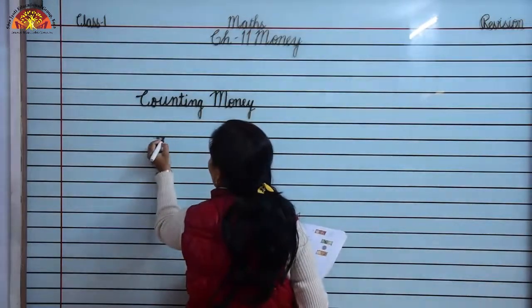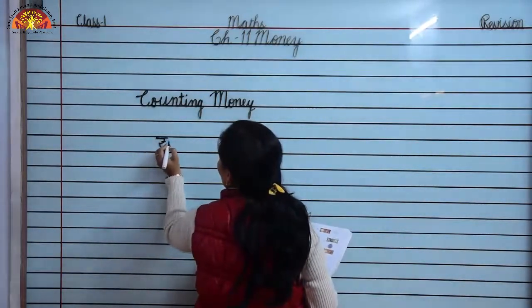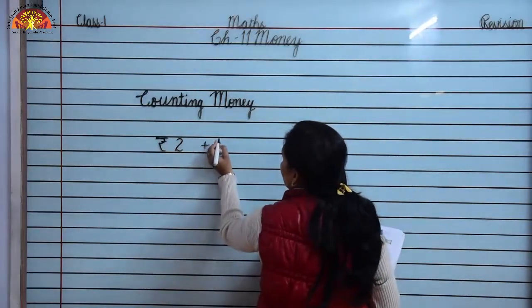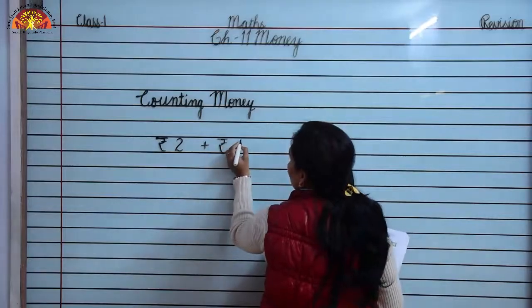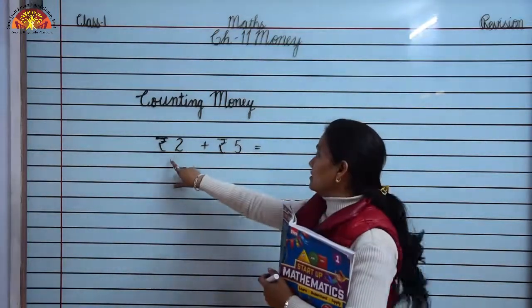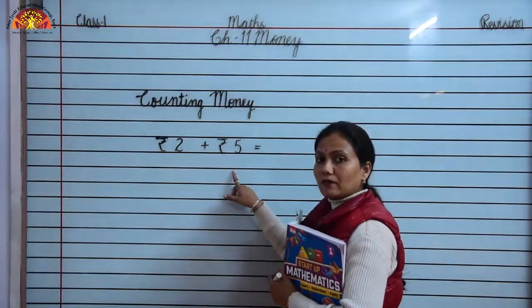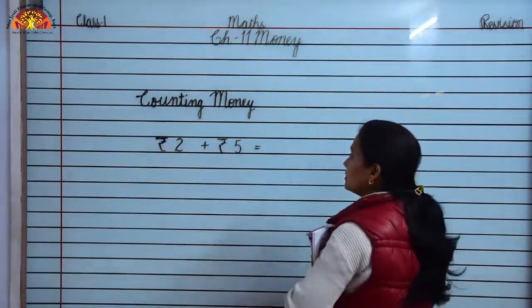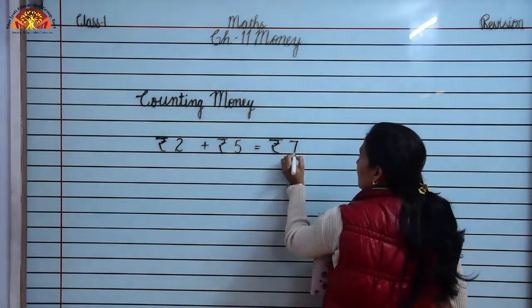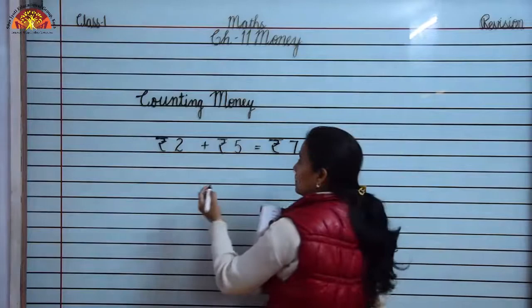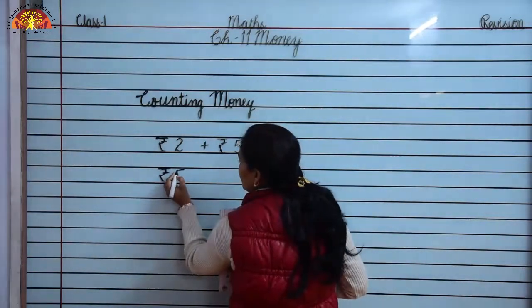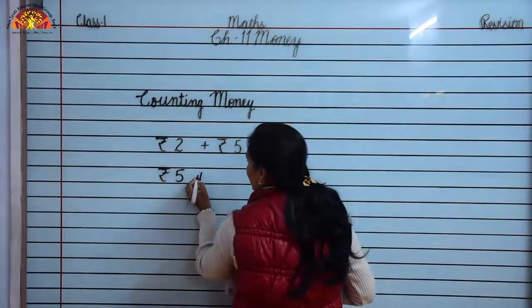Now here we have given rupees 2 plus rupees 5. So rupees 2 plus rupees 5 is equal to how many rupees? Rupees 7.